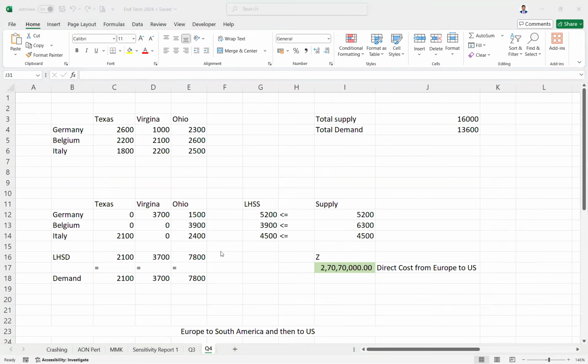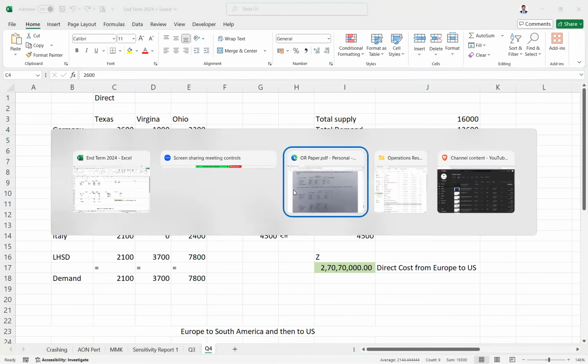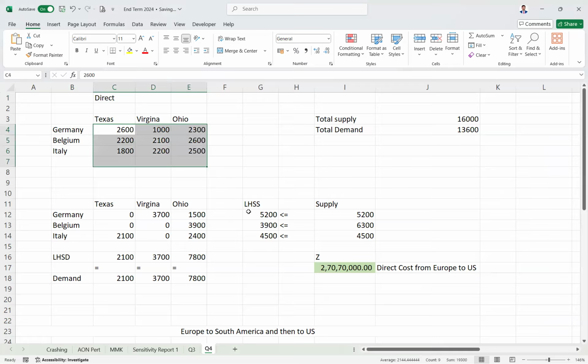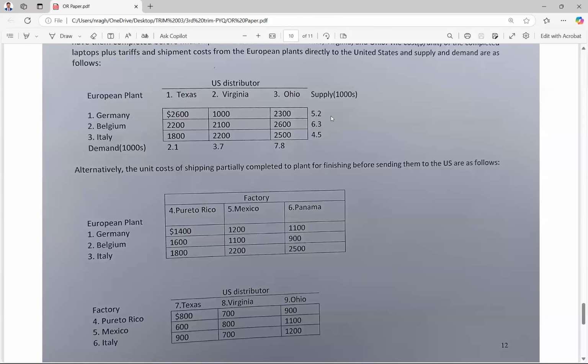Explain, yeah. So we have just entered the data from the entire graph. Right now what I'm doing is direct shipment. Directly, I'm trying to ship from Europe to US. So these are the costs as given here. See, same cost 2,600, 1,023, and all the costs are given. Then look at the supply and demand. This is the supply 5,200, 6,300, 4,500, and the demand is 2,100, 3,700, 78.